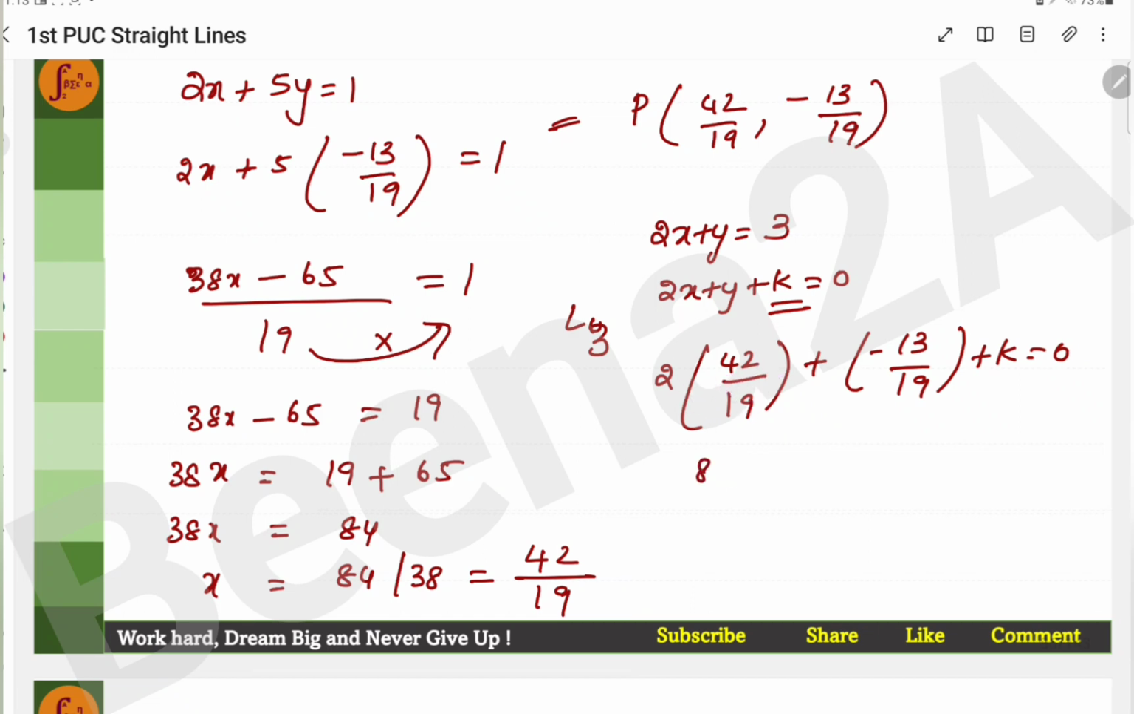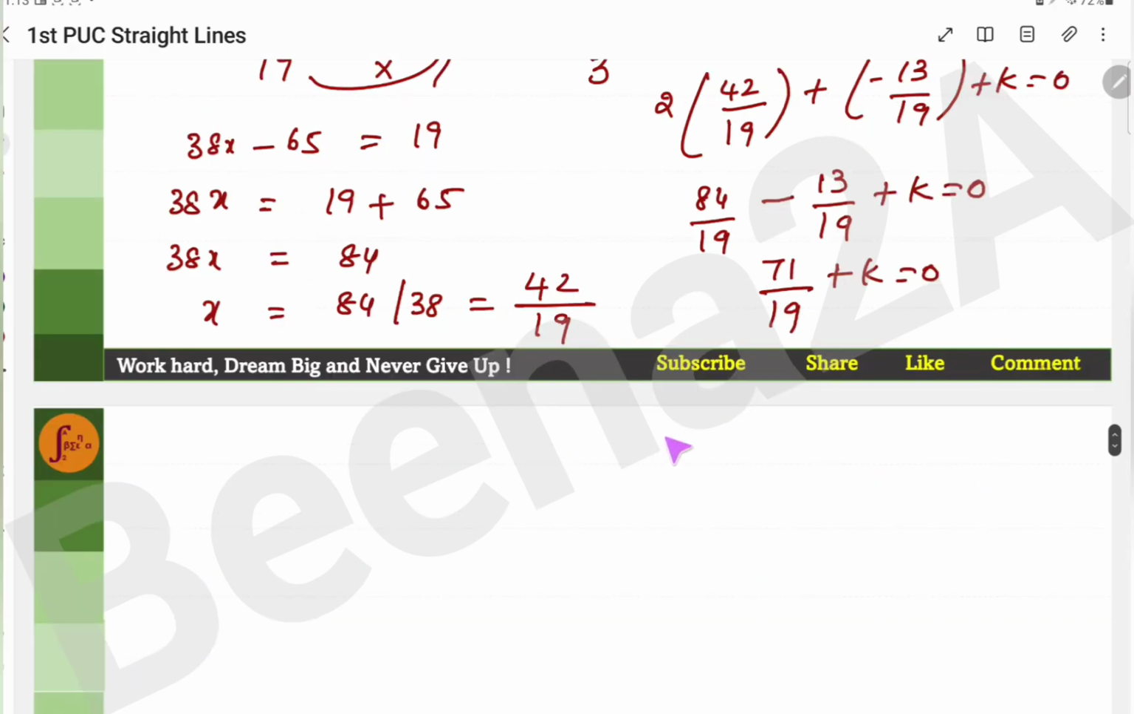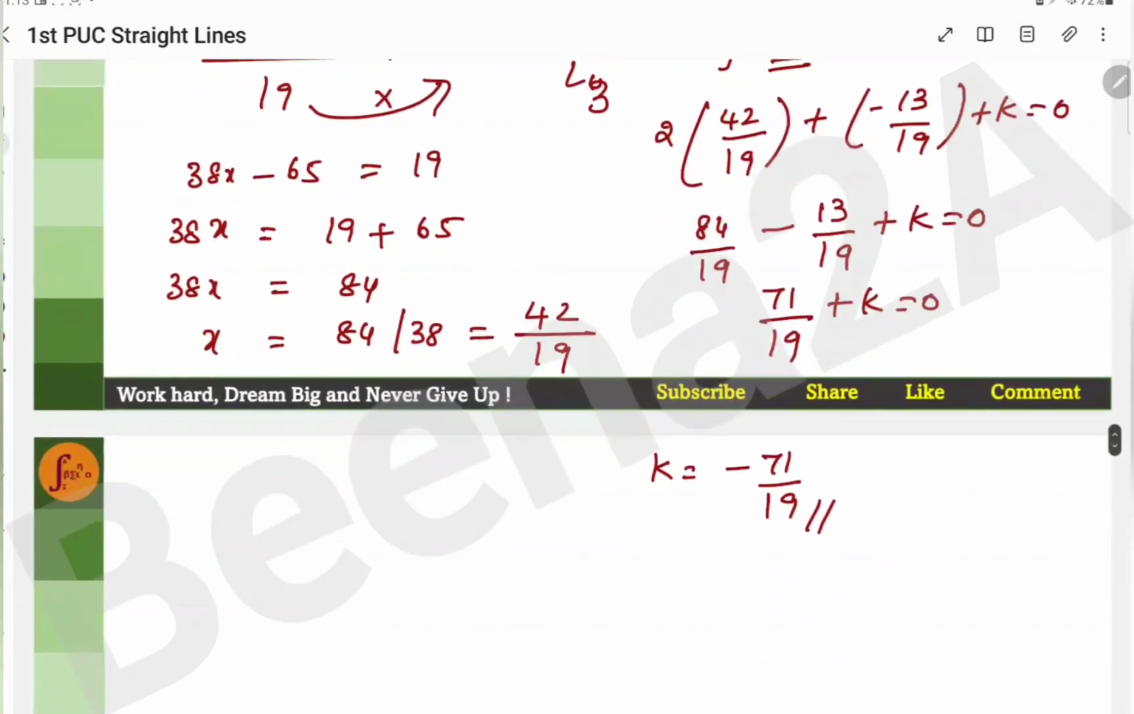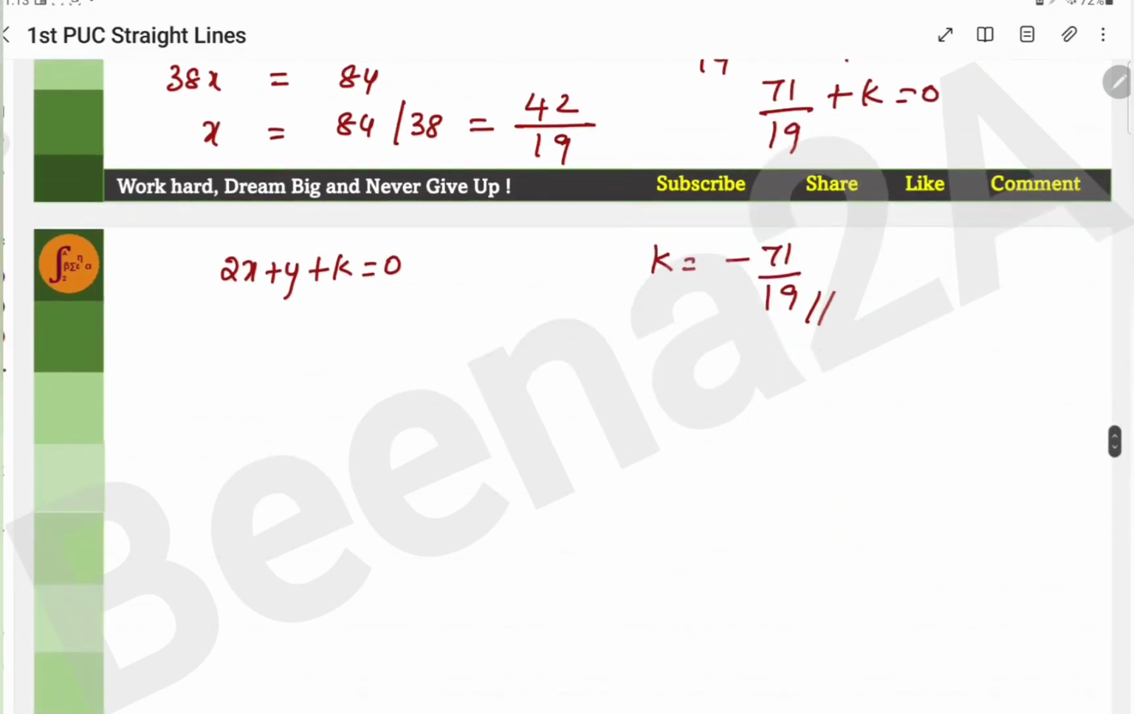So this will be 84 by 19 minus 13 by 19 plus k is equal to 0. So therefore k is equal to minus 71 by 19. Now let's substitute in this equation 2x plus y plus k. Instead of k, I'll put minus 71 by 19. So I'll get 38x, I'm taking LCM, plus 19y minus 71 is equal to 0.